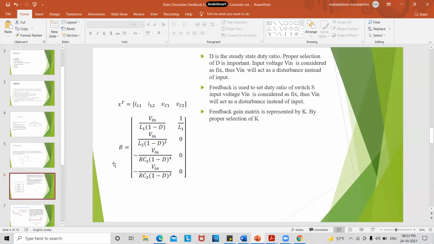Going to the next slide. Here D is the duty ratio. It is steady state. The proper selection of D is always important. The input voltage V in is considered, and it is always fixed. The V in will act as a disturbance instead of the input. Feedback is used to set the duty ratio of the switches. The feedback gain matrix is denoted by K, and the proper selection of K is always important.